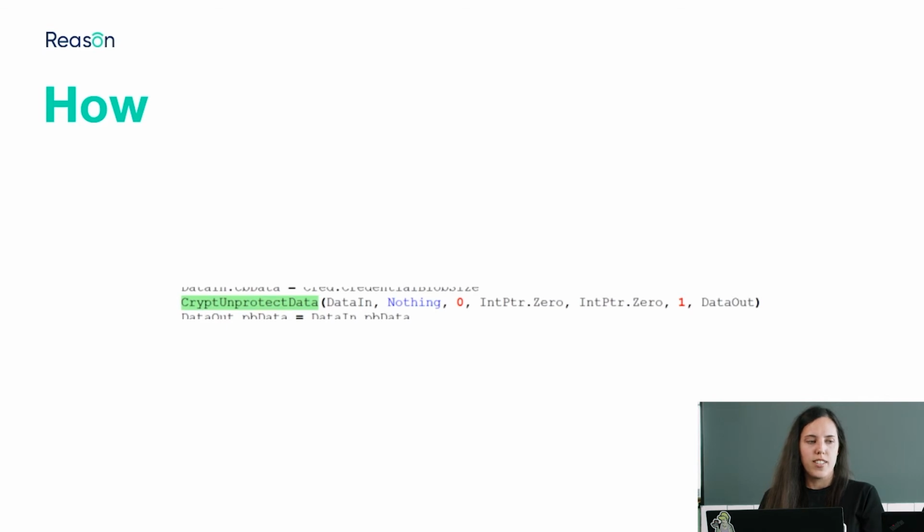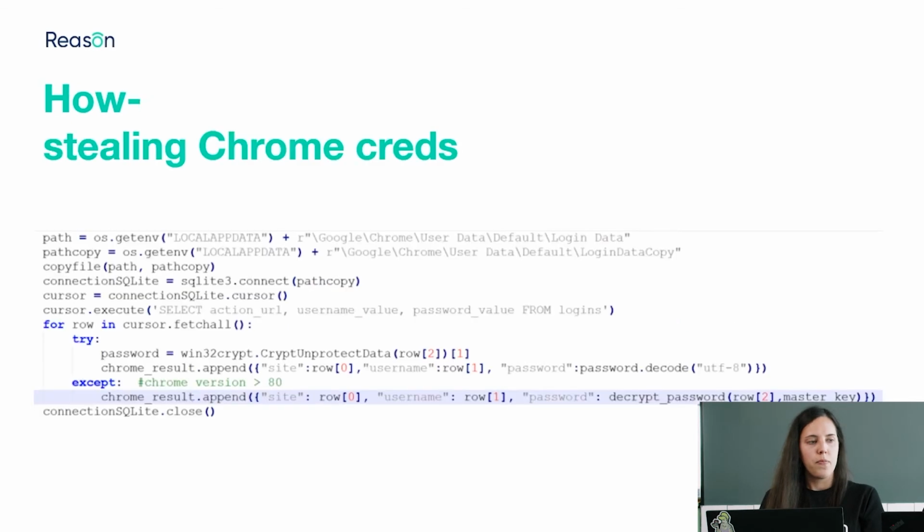If you were ever physically in front of your browser and tried to look at your passwords, you know that the browser asks you for your Windows credentials. But in code, it's not needed. This is a short Python code that does exactly that. We read the login data file and execute an SQL query.